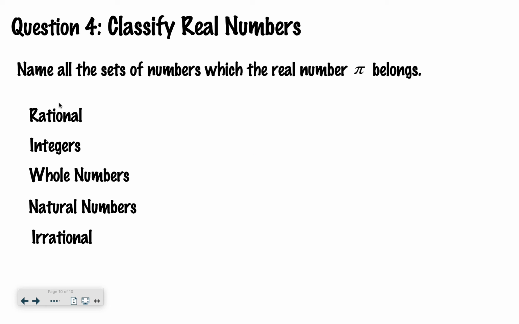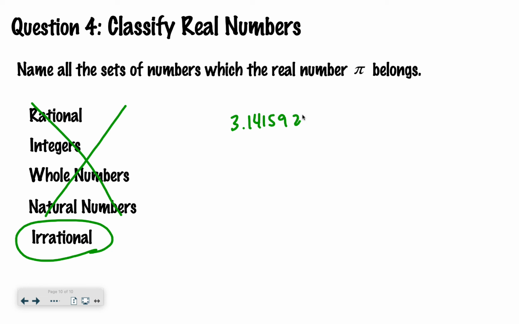All right, now I want you to name all the sets of numbers to which the real number pi belongs. Good luck. Okay, so hopefully you remember me talking about how pi is an irrational number. If you don't remember that, that's okay. Maybe you looked at it and you said, okay, what's pi? Well, it's 3.141592653, and it keeps going. Those numbers aren't repeating. It's going on forever and ever. Therefore, it has to be irrational. Okay, and that is the last example I have for you today.